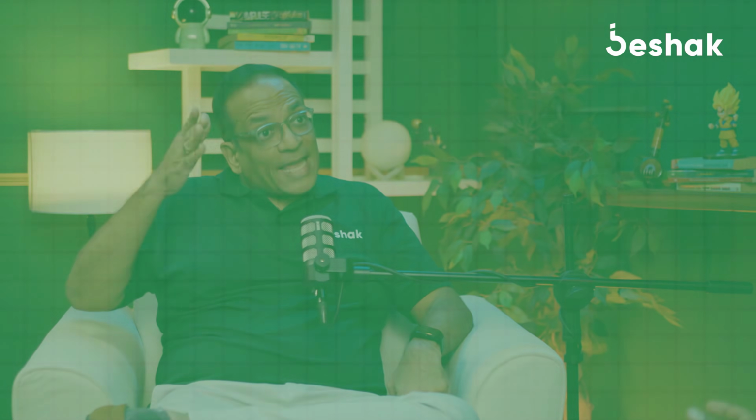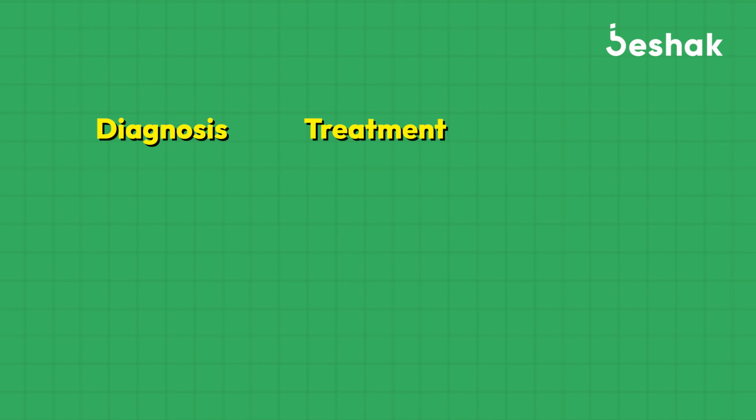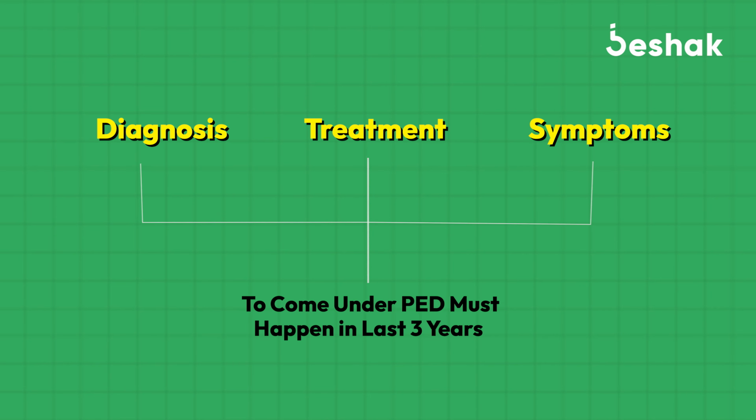Okay. So it will fall under the specific disease waiting period only if the kidney stone diagnosis, treatment, or symptoms were happening in the last 3 years when you bought the policy. Okay, got it. Understood.